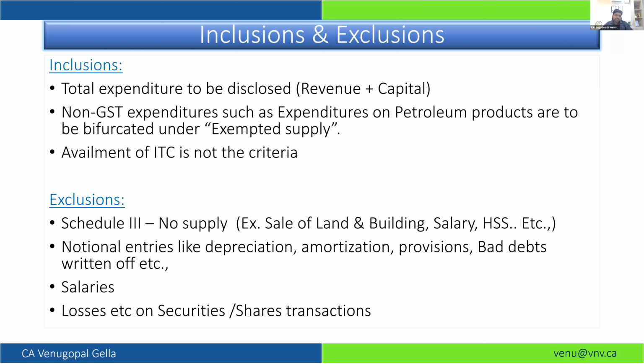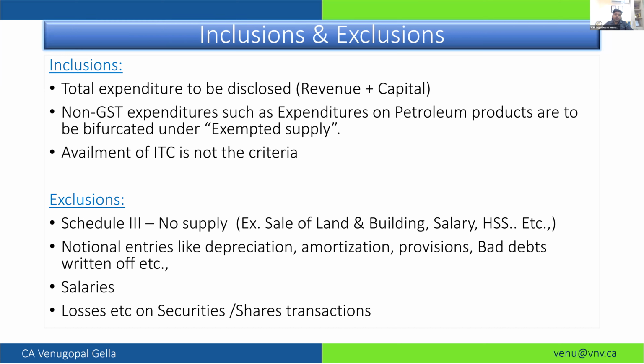First, we'll see the inclusions. Total expenditure to be disclosed. This we already discussed, both the revenue expenditure and the capital expenditure I need to report in clause 44. And the non-GST expenditure, such as expenditure on petroleum products, is to be bifurcated under exempted supply, because exempted supply includes non-taxable supply. That's why even petroleum products are required to be reported in column 3 of clause 44.